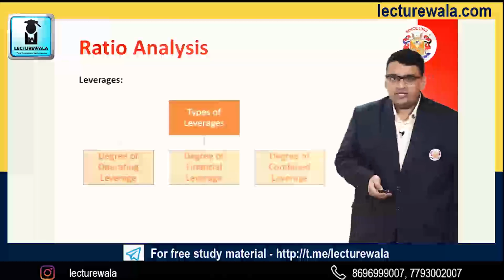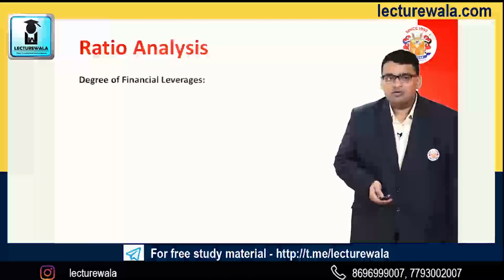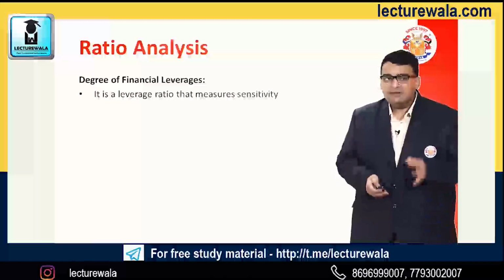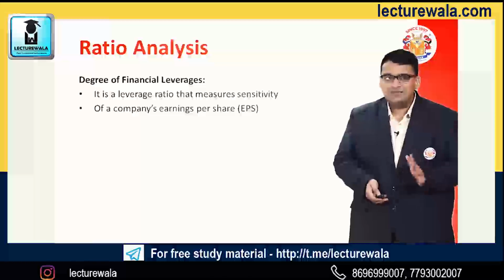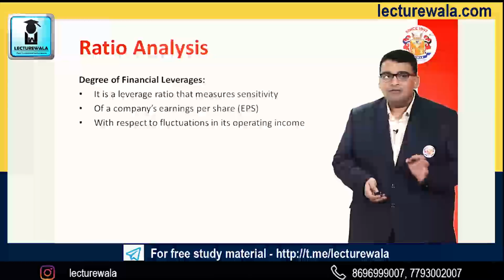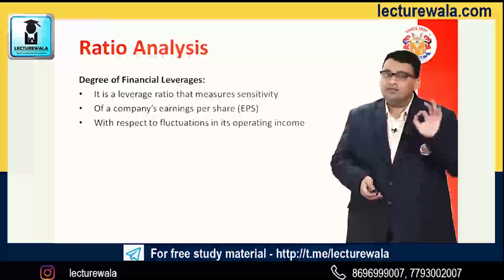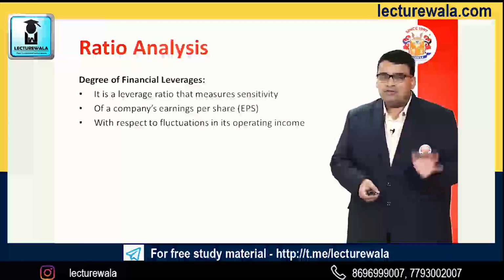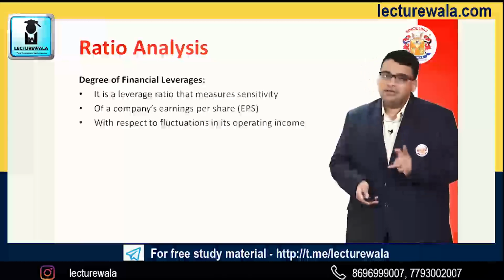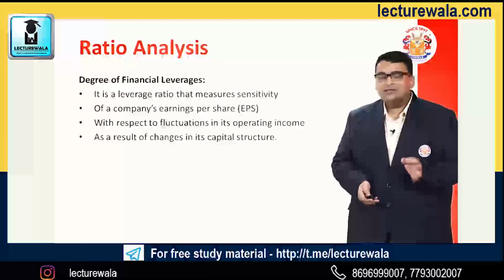Moving further, let's see the theoretical section. What does it want to say? Degree of financial leverage is a leverage ratio that measures the sensitivity of a company's earning per share with respect to fluctuation in operating income. Due to sales, operating income will fluctuate, and due to operating income fluctuation, EPS will fluctuate. And this is as a result of changes in capital structure.